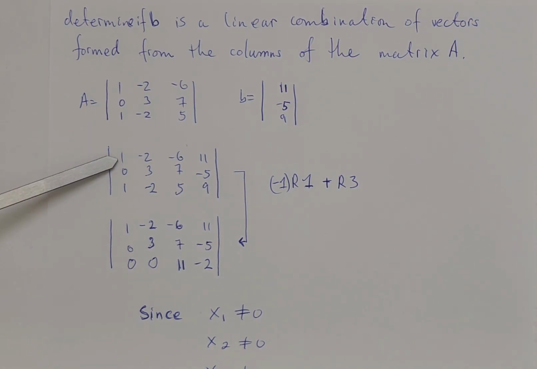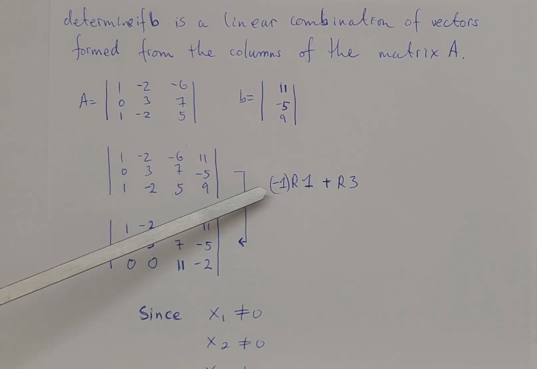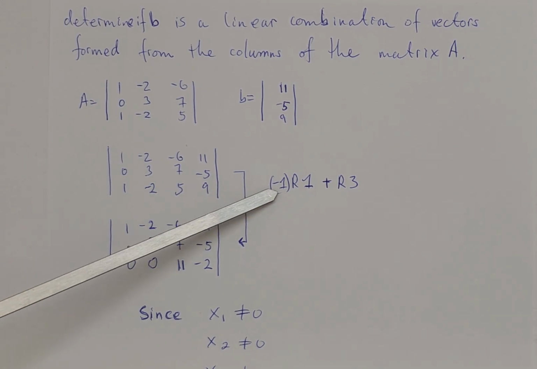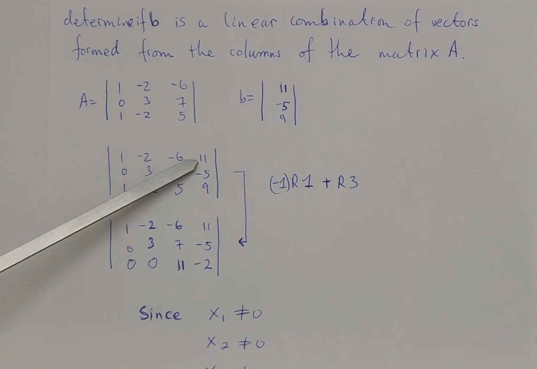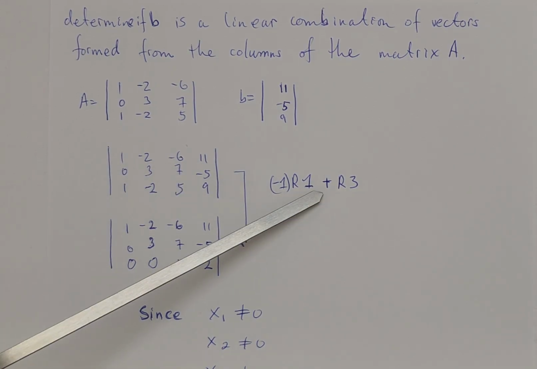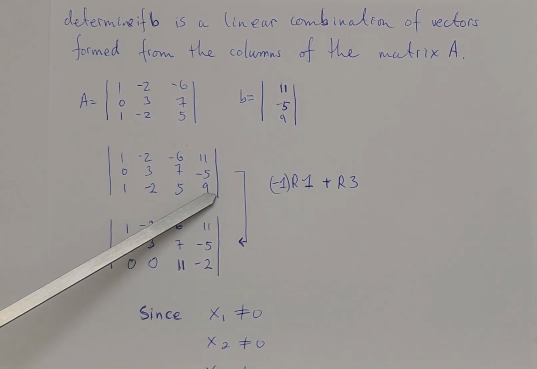Since this is already a 1, we leave it alone. This is a 0, we leave it alone. We need to change this 1 into a 0. So the opposite of positive 1 will be negative 1. So negative 1 times everything in row 1 plus everything in row 3.